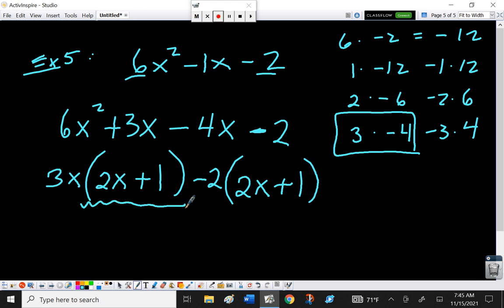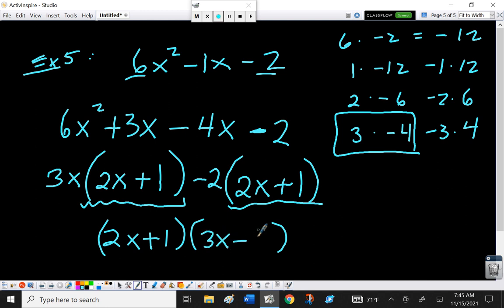If you take out the right thing, ladies and gentlemen, you'll see that you'll have these common factors here. Let's write down that common factor. And write down whatever's not inside the parentheses in here. And this is our final answer.